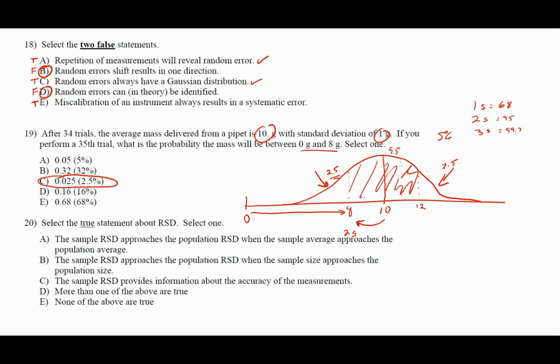Okay, moving on. Select a true statement about RSD. Select one. Okay. The sample RSD approaches the population RSD when the sample average approaches the population average. Right? This is totally false, right?